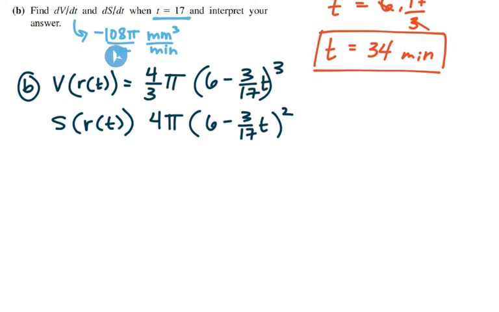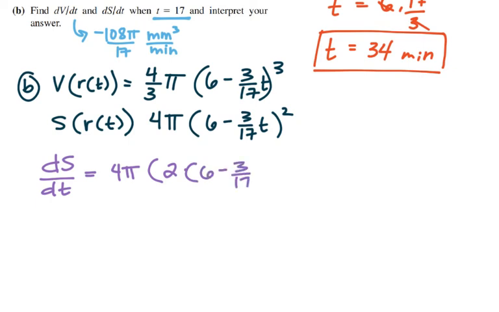So I've written my exact answer, which we said was roughly negative 19.9. And that's millimeters cubed per minute. So for surface area, we're going to do the same thing. We're going to differentiate and find the derivative of surface area with respect to my independent variable, t, time. So again, treating 4 pi as a constant coefficient, and taking the derivative of (6 minus 3/17 t) quantity squared, that would be 2 times (6 minus 3/17 t), which would become to the first power.